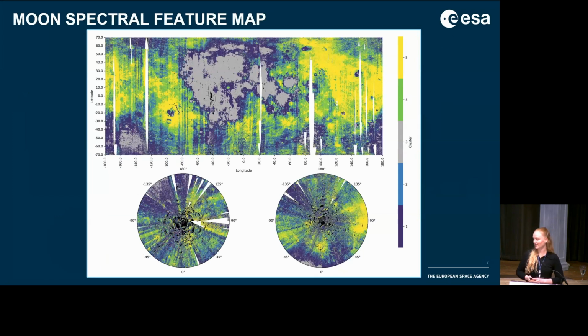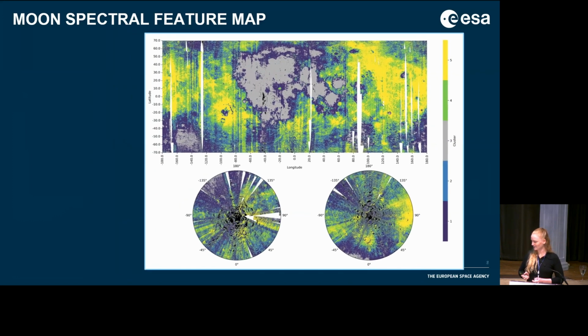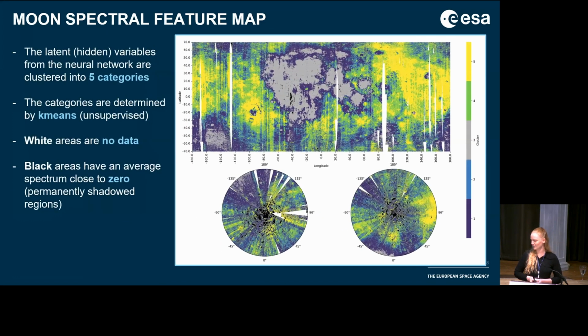This is the resulting, we call it the moon spectral feature map. In order to best see the colors, I suspect you might use the screens on the side. But here we see that we have these 5 clusters, so 5 different categories of this data set. The categories are defined by the k-means algorithm. The white areas in this image are no data, and the black areas have a spectrum close to 0, so basically a flat signal along the different wavelengths.